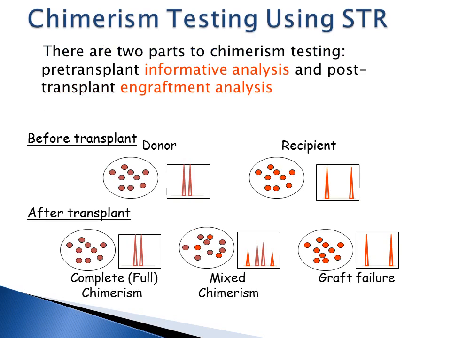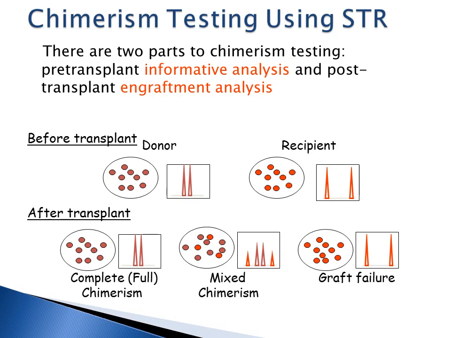So there are two parts to chimerism testing using short tandem repeats. You have your pre-transplant informative analysis. So you want to determine what's the genotype of the donor and what's the genotype of the recipient before transplanting the cells. Then you want to do engraftment analysis after the transplant to see what the genotype is.